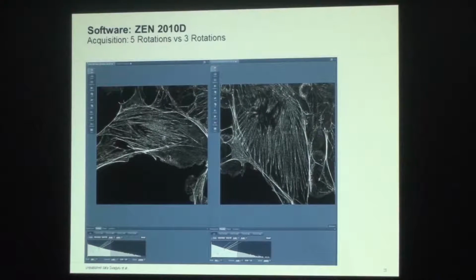Okay, and then this is a side-by-side comparison of the 3 versus 5. If you look at the apparent histogram, there is no apparent difference in terms of the distribution of frequencies.